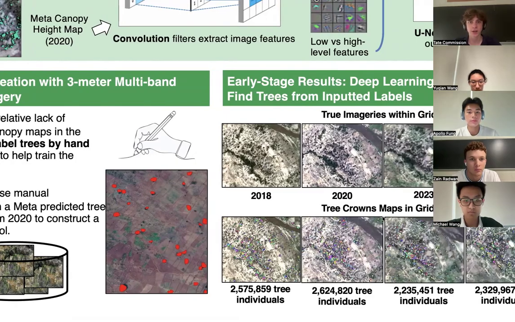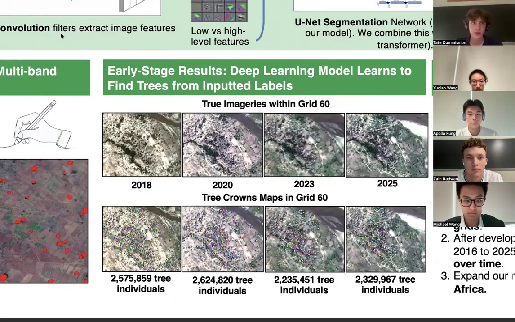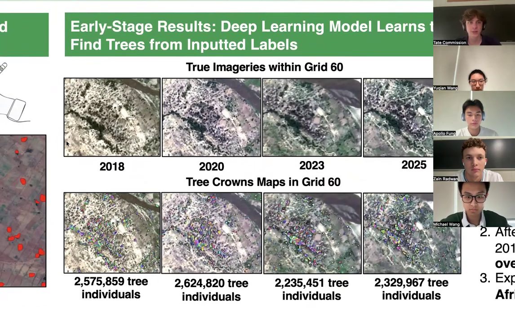Awesome. And to end us off, I want to show some of the preliminary outputs of our hard work this summer. So here's our early stage results. Here's an example. Obviously, we don't have all 10 years here. We just have 4: 2018, 2020, 2023, and 2025. And here are our inputs.